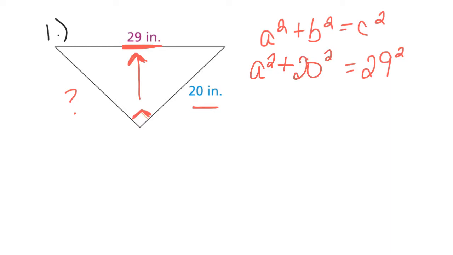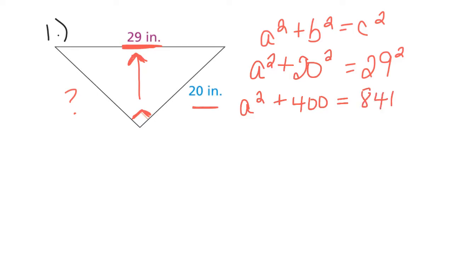Okay, so I have filled in my theorem. I have left A blank because I do not know that leg. I have filled in 20 for B. I know it's a leg because it helps form this right angle. And I've subbed in 29 for C. I know it's the hypotenuse because it's opposite or across from the right angle. So I'm going to square my values. So I have A squared plus 400. 20 squared, or 20 times 20 is 400. And then 29 squared, or 29 times 29 is 841.